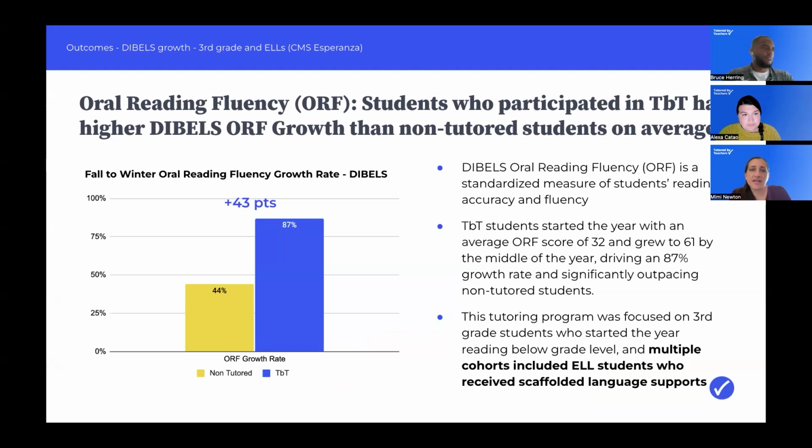In this specific case, a school was able to share their DIBELS data with us, and the oral reading fluency of the students who were in tutoring, in the blue bar, almost doubled. They grew from 32 ORF, or oral reading fluency rate, to 61 by the end of the year. And that was also nearly double that of the students who did not receive tutoring, there in the yellow.